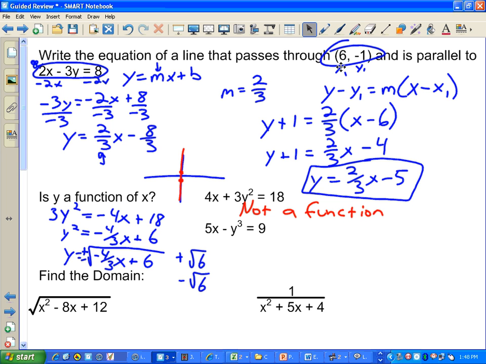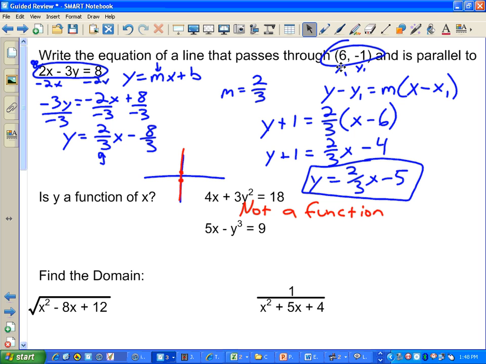The other one, if I solve for y, okay, I'm just going to erase this. If I solve the other equation for y, I would subtract the 5x over, so -y cubed equals -5x plus 9, divide by -1, and cube root. I get the cube root of 5x minus 9. Now, with a cube root, it's okay to have negatives in there. So you don't need the plus or minus.